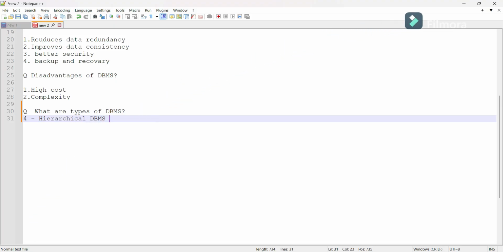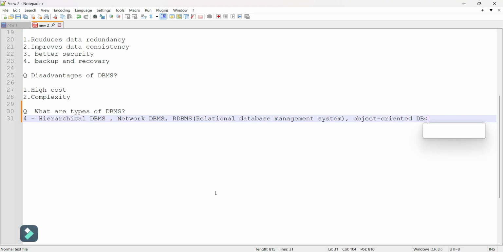Hierarchical DBMS. Number two is network DBMS. Number three is RDBMS, that is relational database management system. And the fourth one, the last one, is object oriented DBMS, that is OODBMS. So let's understand each one with an example.